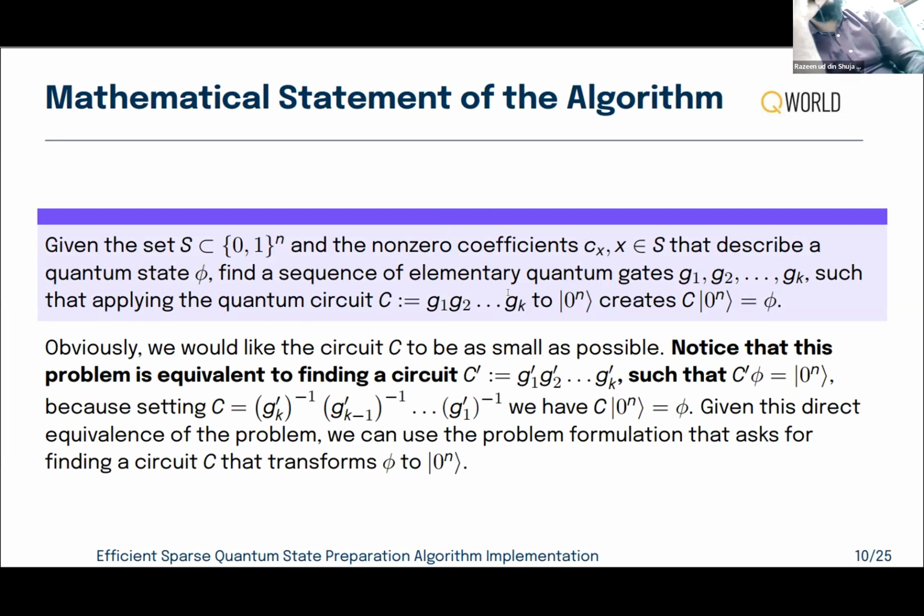So this is the mathematical structure of our algorithm. Suppose we have a subset of n-bit strings with their non-zero coefficients. This is the classical description of a quantum state. Our motive is to find a sequence of elementary gates such that whenever we apply this gate sequence to the zero state, we create our desired state phi. But you can notice that this problem is actually equivalent to finding a circuit C prime, such that the gates of C prime in the reverse order, when we apply C prime to the phi state, we get the zero state. So this algorithm works in a reverse fashion.